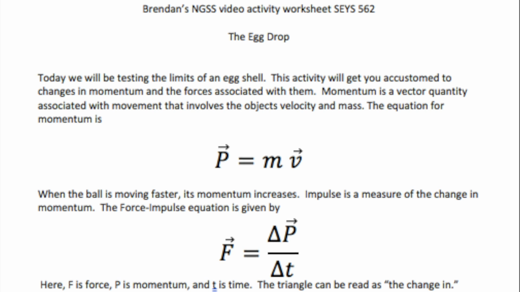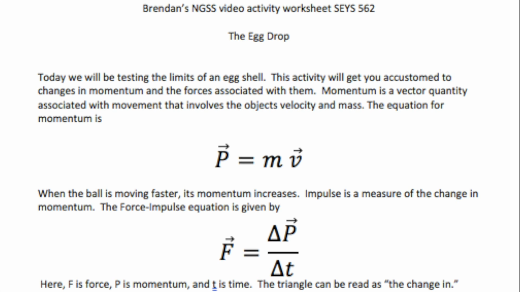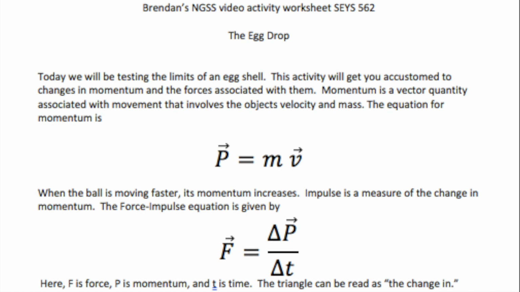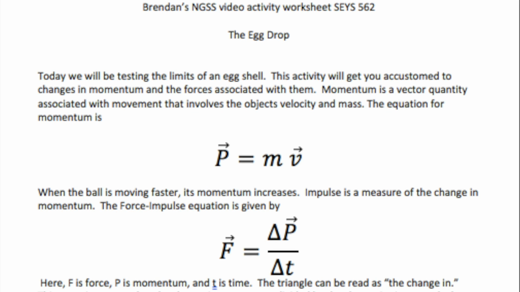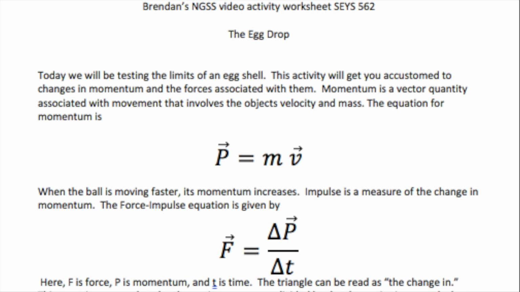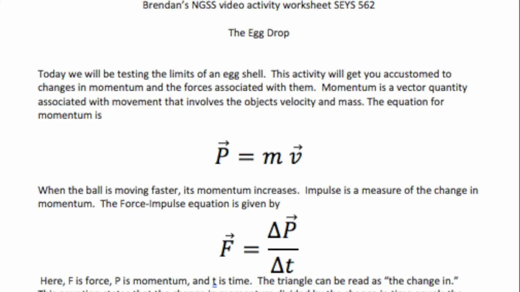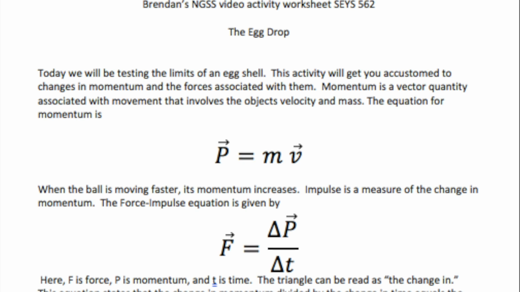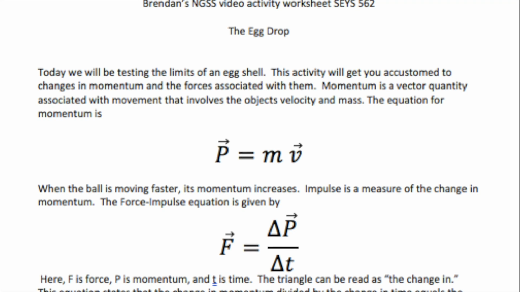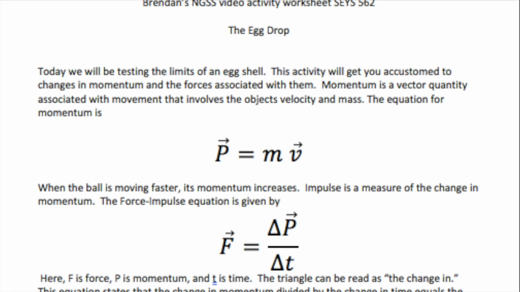So I have a handout that's in front of you that I'm going to start reading. Today we will be testing the limits of an eggshell. This activity will get you accustomed to the changes in momentum and the forces associated with them. Momentum is a vector quantity associated with movement that is the product of the object's velocity and mass. The equation for momentum is p = mv.